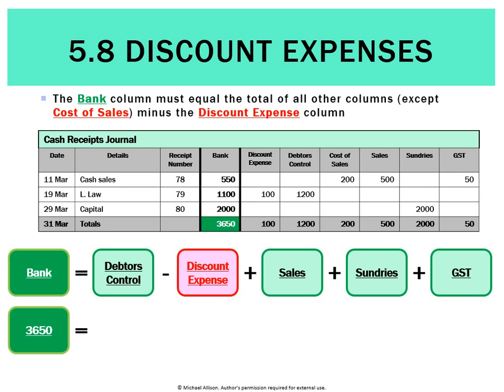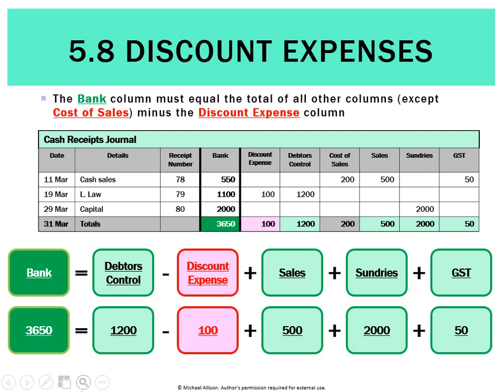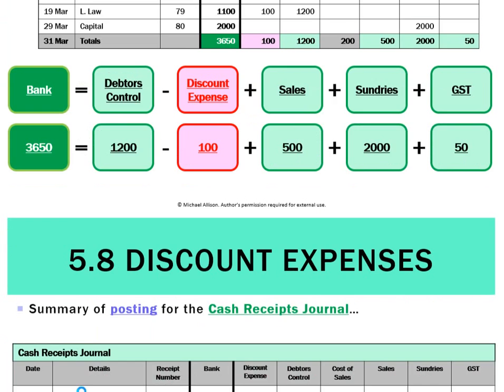We have a checking mechanism at the end which can help us pick up any mistakes we might have made. So in this case, the bank column must equal 3650, which is the debtors column less discount column, plus the sales column and the sundries column, plus the GST column. So that's a little checking mechanism you can use at any time to make sure your journals are always balancing.